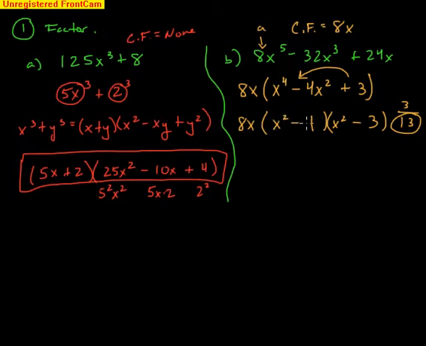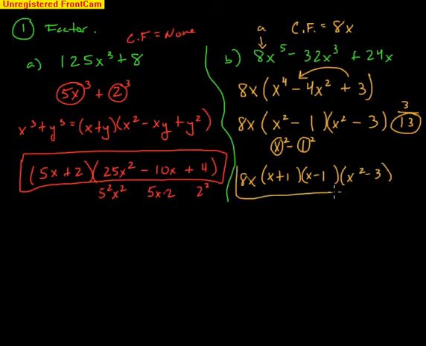So I look here, x squared and 1, they are both perfect squares. X squared is x squared. 1 is 1 squared. So right now we have the 8x in front. This now breaks down. Remember, it's plus and minus. X plus 1, x minus 1. So that's this guy down here. Now x squared minus 3. 3 is not a perfect square, so it can't go any farther. So you're good there. And there's the factored form for that polynomial.